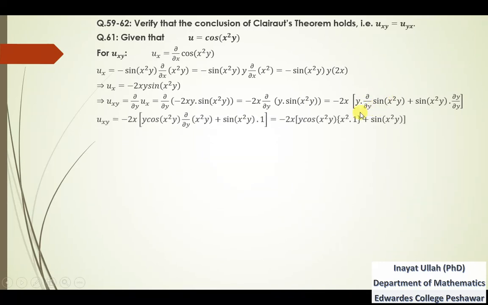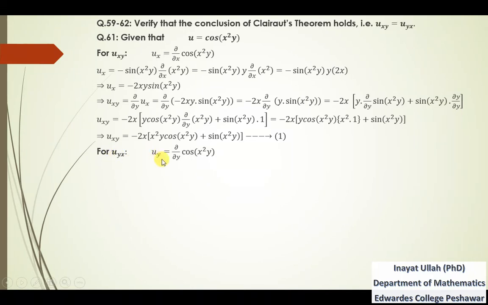The derivative of sin u is cos u, times the further derivative of this u, that is x²y, with respect to y. Here x² will be kept constant, and the derivative of y is 1. So we are left with u_xy equal to minus 2x times x² times 1, that is x², so x²y cos(x²y) plus sin(x²y). So that is u_xy. Similarly for u_yx, first of all we need to find u_y.